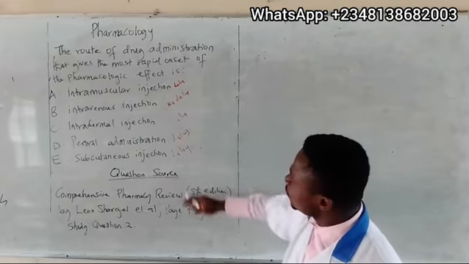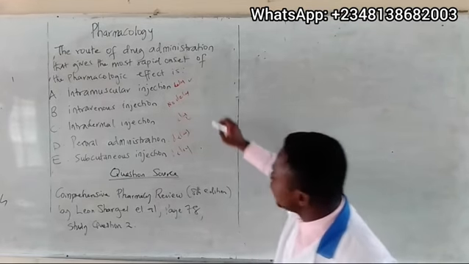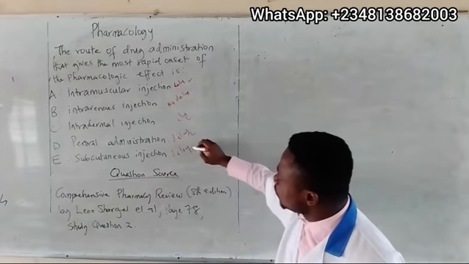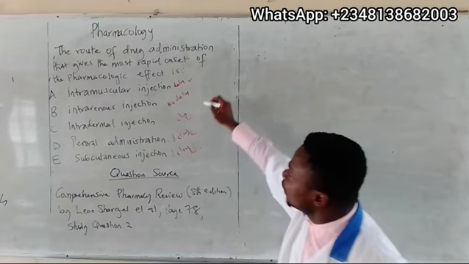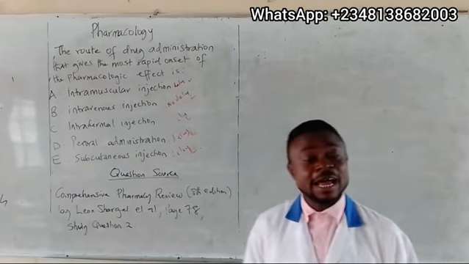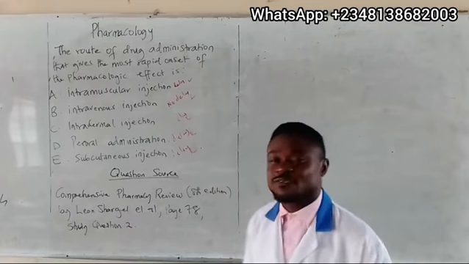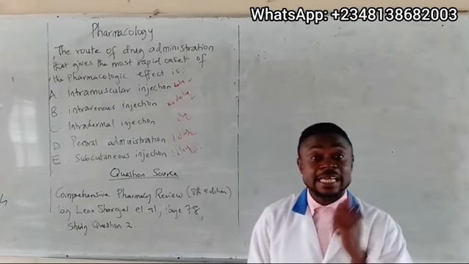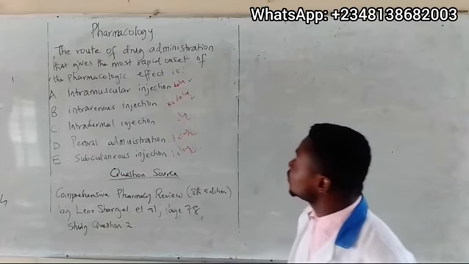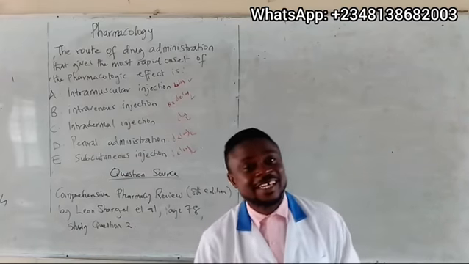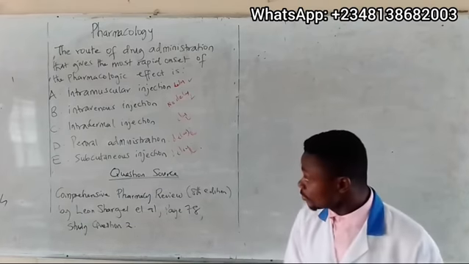Now let's go back to the options. Look at all the options. There's a delay in intramuscular. There's a delay in intradermal. Delay in peroral. Delay in subcutaneous. But there's no delay in intravenous. So that means that intravenous will give us the most rapid onset of pharmacologic effect. So the answer is B, intravenous injection.